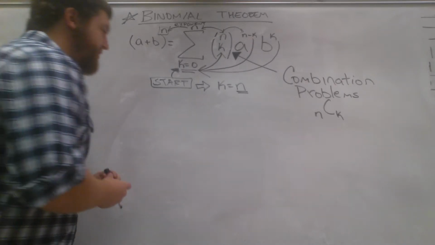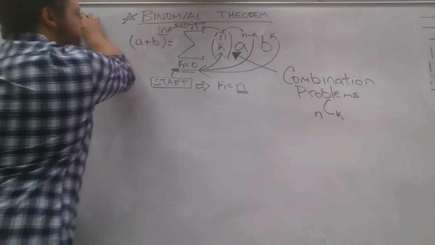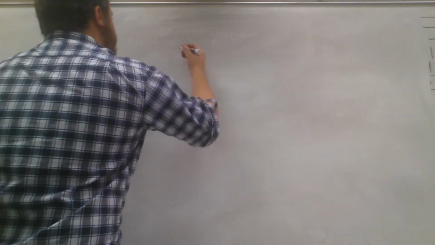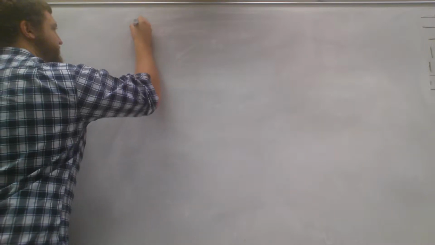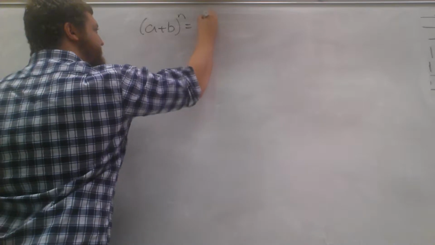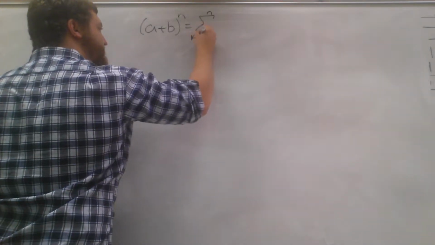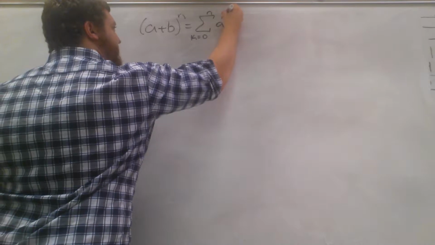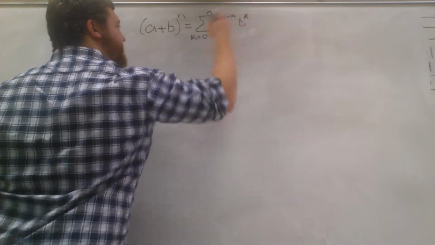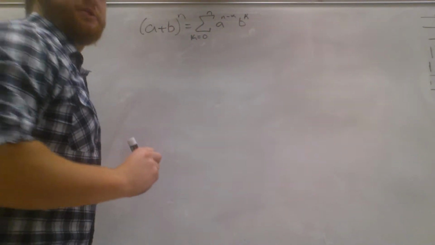I'll just rewrite it. We're going to work through a problem, and I'm going to write my formula on the board again so that you can see where I'm getting stuff from. I'm going to do the original formula. So you've got (a plus b) to the n equals the sigma, k equals 0 to n, of n choose k times a to the n minus k times b to the k. It will always be k equals 0 unless some freak problem tells you not to.